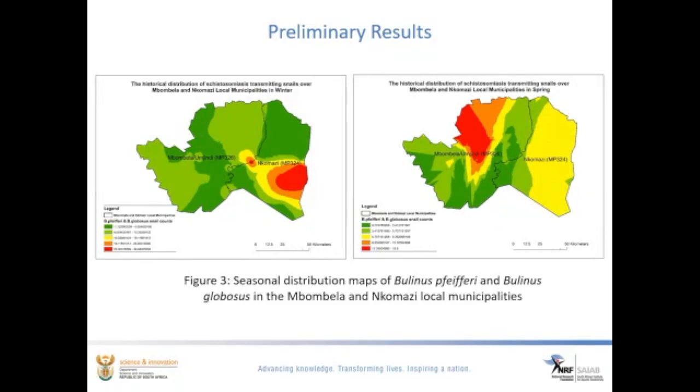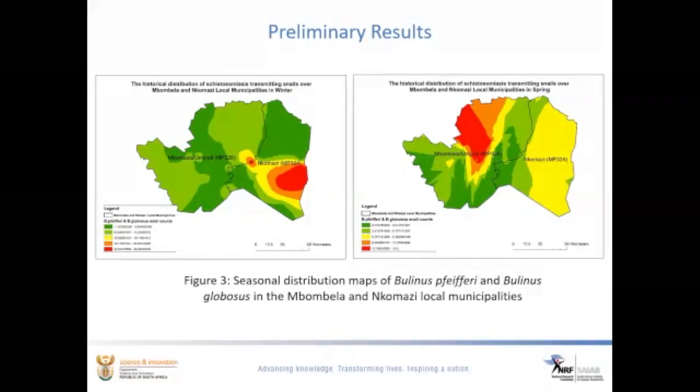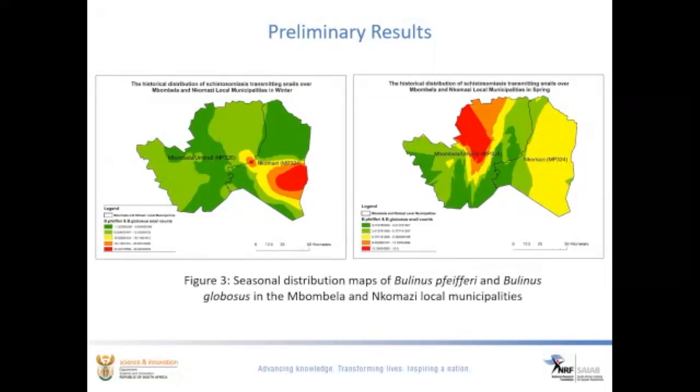Seasonal distribution maps were created to see which seasons the snails preferred. Spring was found to be the favored season in both the Mbombela and Nkomazi local municipalities, with winter having less distribution due to dry conditions. Spring has distribution that is widely spread on both municipalities, with the high concentration situated around Mbombela and the medium concentration around Nkomazi.